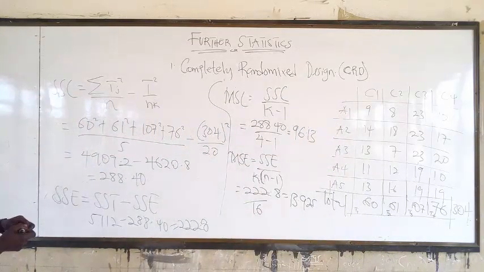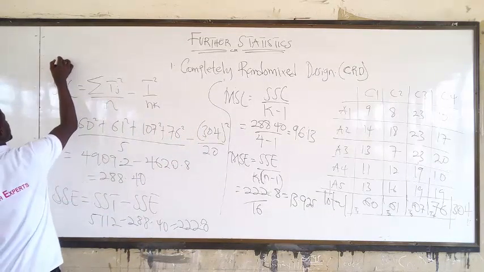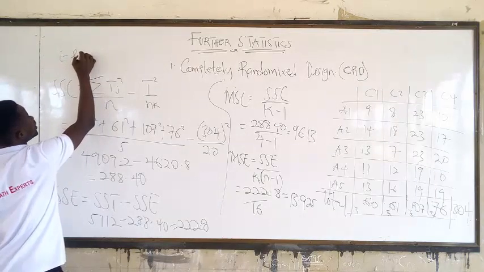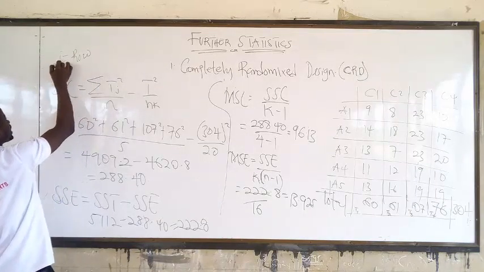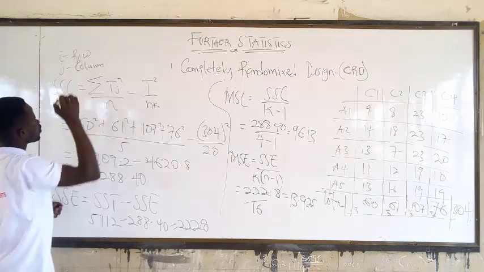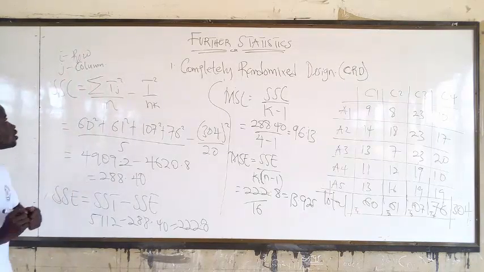Alright, so always don't forget this. The I is a row and the J is the column. Right.